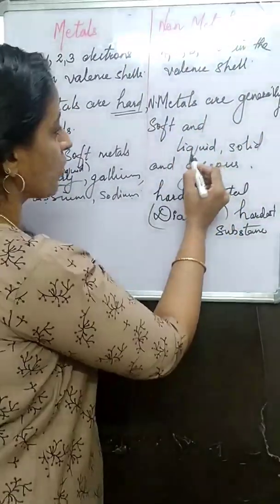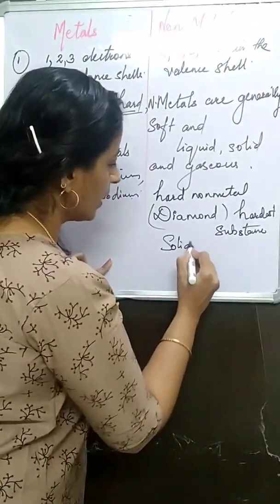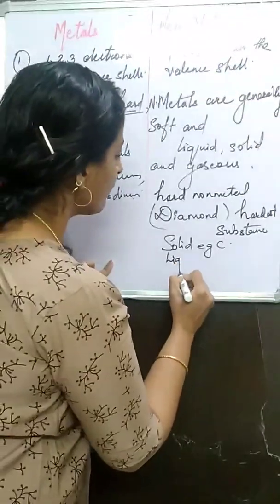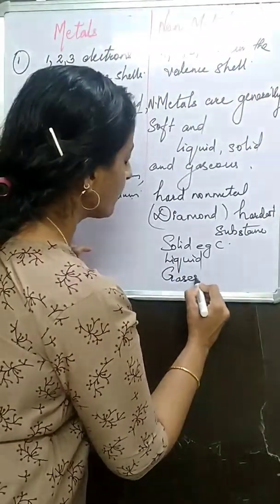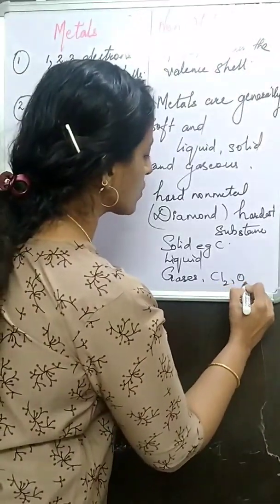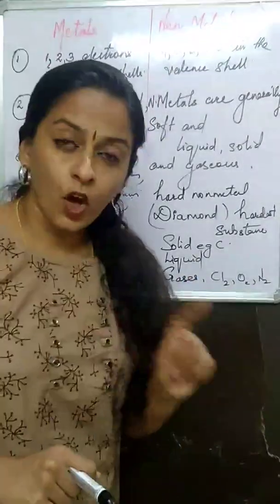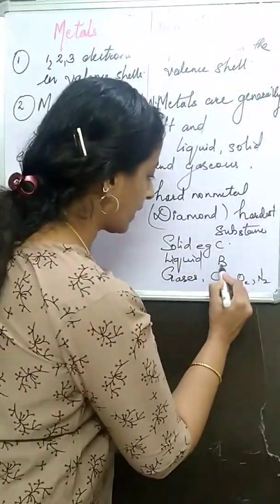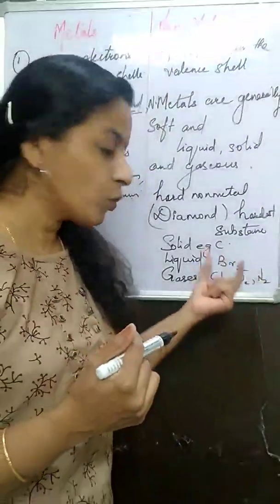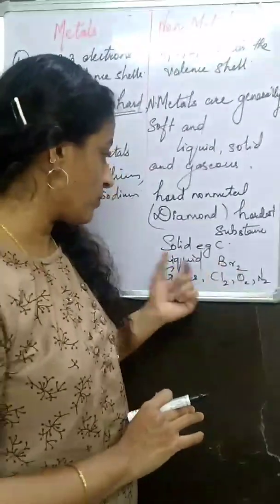Then I told you non-metals come in solid, liquid and gaseous form. Example, carbon is a solid. In gaseous form: chlorine (Cl2), oxygen, nitrogen. All these are non-metals in gaseous form. The non-metal in liquid form is bromine. Remember it by heart. Which is the non-metal in liquid form? Only bromine.